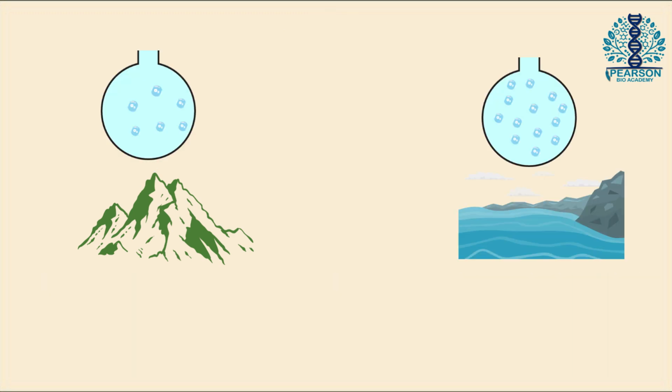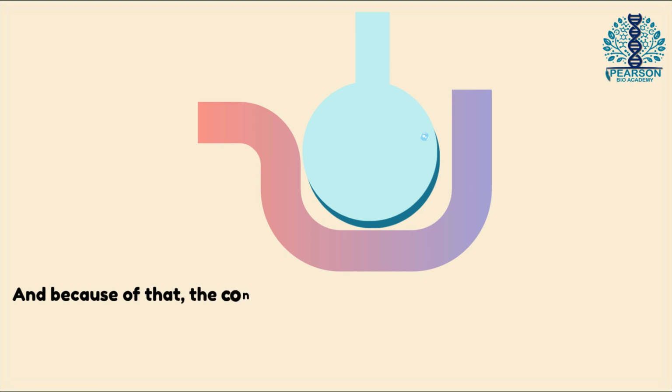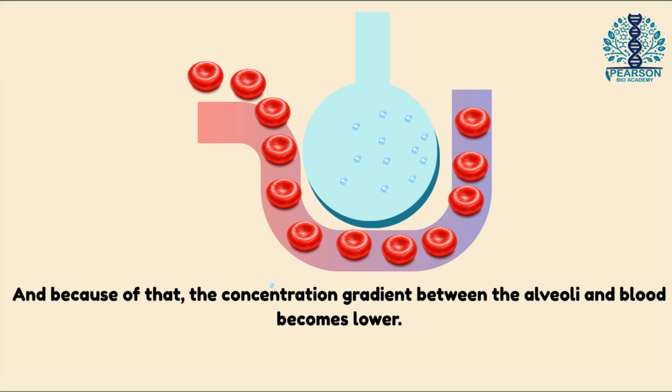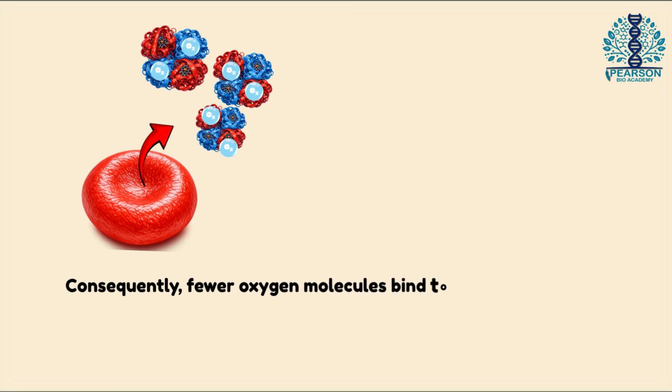Therefore, in the alveoli also, the partial pressure of oxygen will be lower at high altitude because the atmosphere itself has a lower partial pressure. And because of that, the concentration gradient between the alveoli and the blood becomes lower. Now I'm talking about inside the body. Because the concentration gradient is lower, less oxygen diffuses from the alveoli into the blood. Consequently, fewer oxygen molecules bind to hemoglobin. That's why the percentage saturation of hemoglobin with oxygen is lower at high altitude than at sea level.